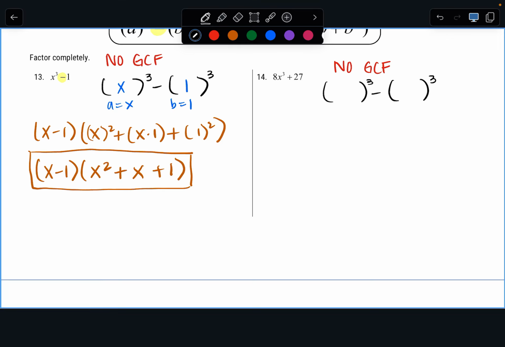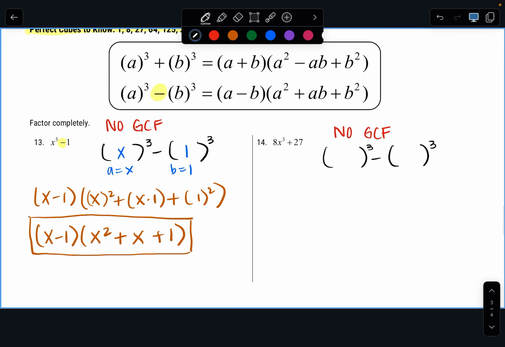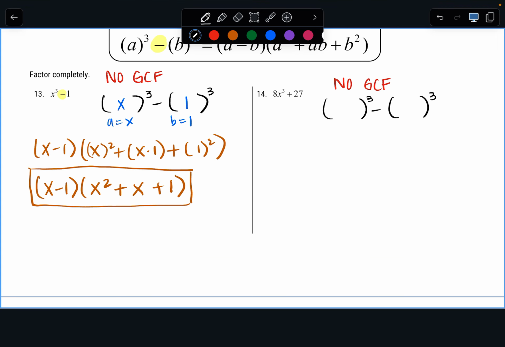Number 13? Because there's 2 formulas. Because it starts with a minus 1. The formula, if it's always the same sign first. Okay, what did we say 8 was? 2. Okay, the x is just an x, so my a is 2x. 27. What number times itself 3 times? 3. What's 3 times 3? 9. What's 9 times 3? 27. So my b is 3.